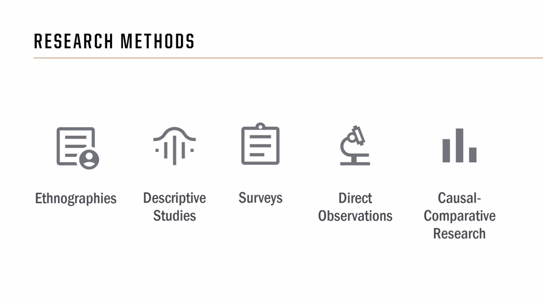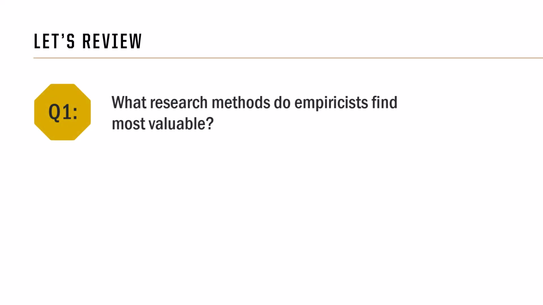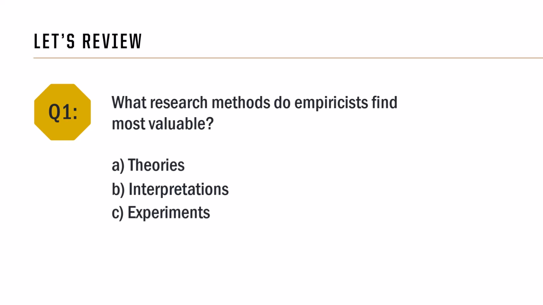Before we talk about finding research, let's take a moment to review some key points. Question 1. What research methods do empiricists find most valuable? A. Theories, B. Interpretations, or C. Experiments? If you answered C, you are correct. Empiricists most frequently conduct scientific experiments to gather data.